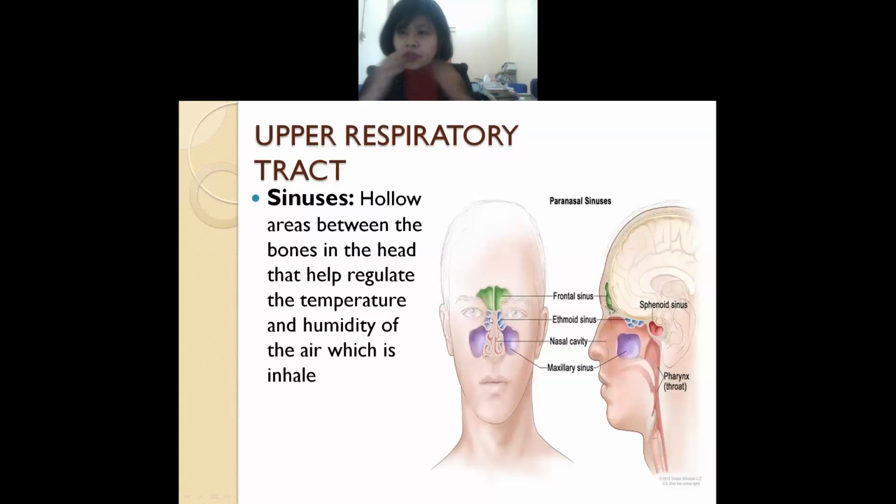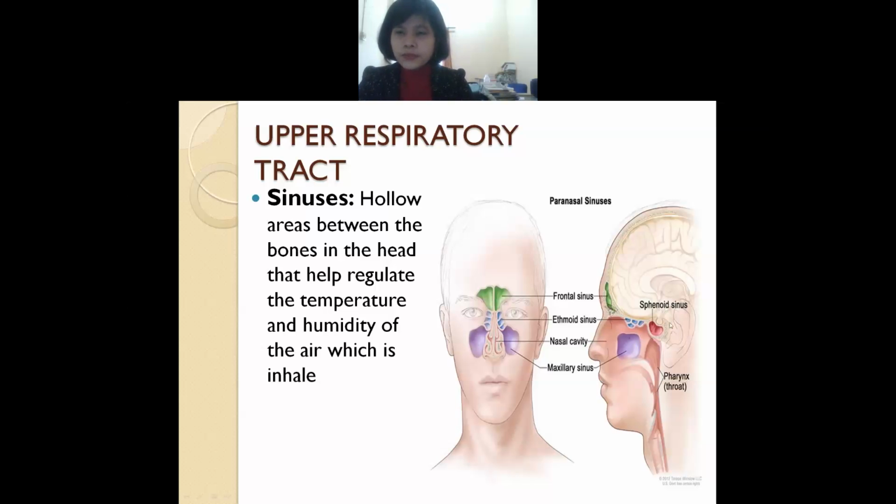Frontal, then ethmoid. Frontal you will find here. Okay, ethmoid you will find here. And next is maxillary, maxillary sinuses you will find here. And next is sphenoid sinuses, you will find inside this. So these are the sinuses that you will find in the upper respiratory tract.